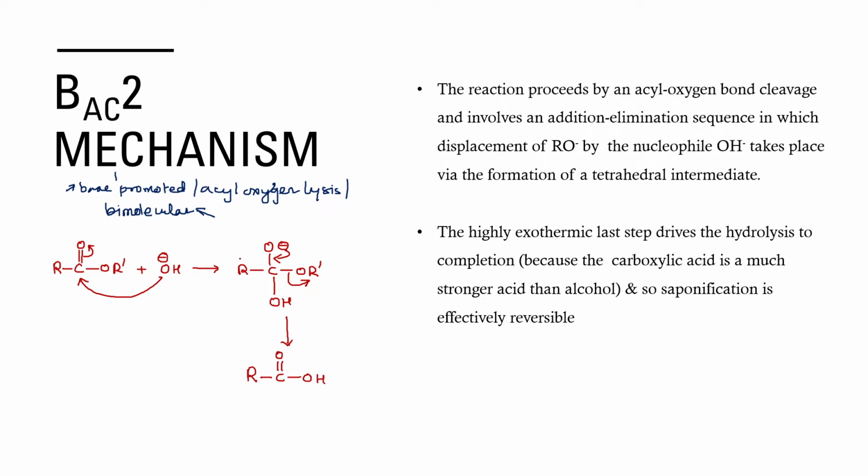आपको ये जानना होगा कि this is the tetrahedral intermediate that we are talking about. So RCOH plus R dash O minus, but this is a very strong base. So it will react with the acid to generate a carboxylic acid salt.